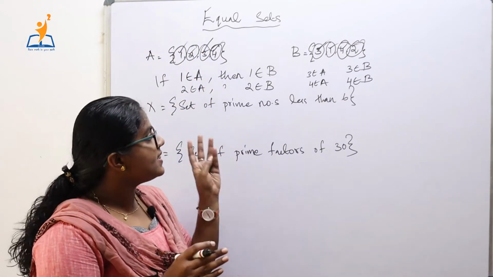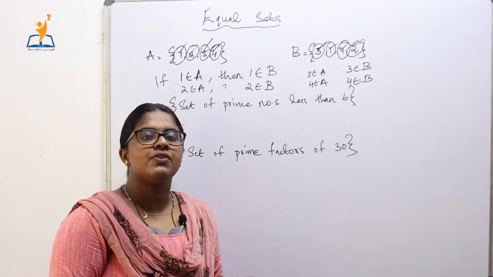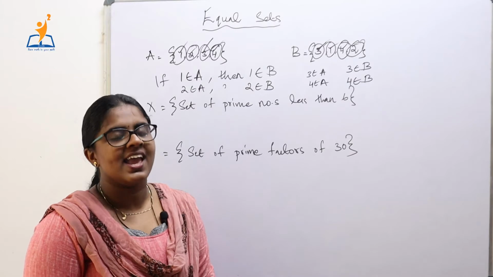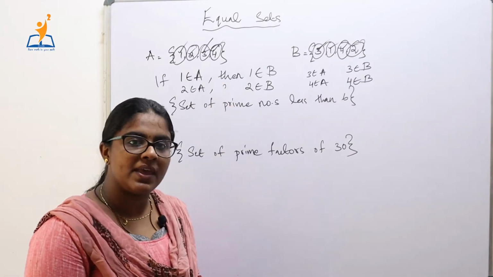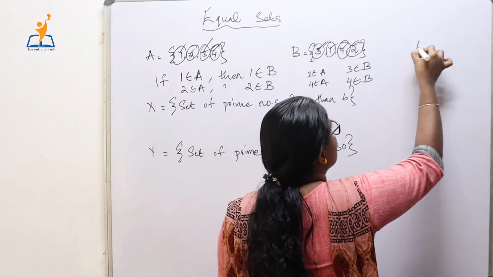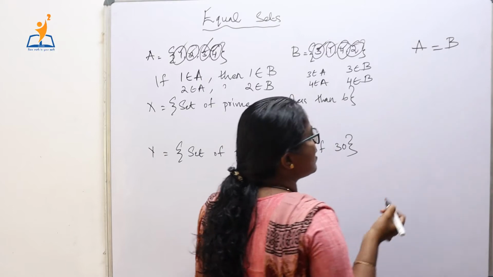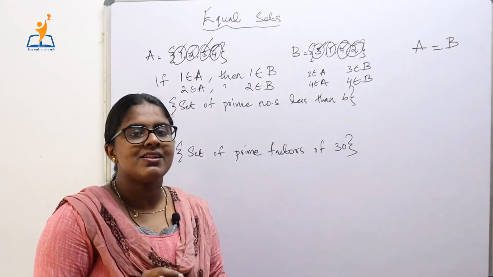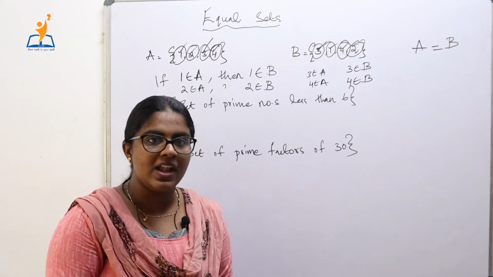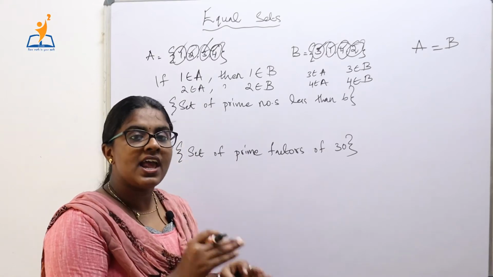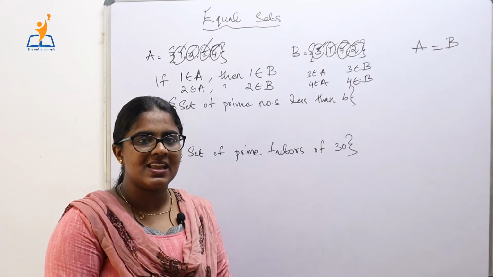So in this example, every element of A is in B and every element of B is in A. In such a case, these two sets A and B are said to be equal sets and we denote them by A equal to B. Two sets are said to be equal if every element of A is in B and every element of B is in A.